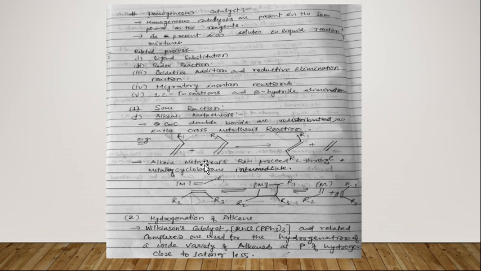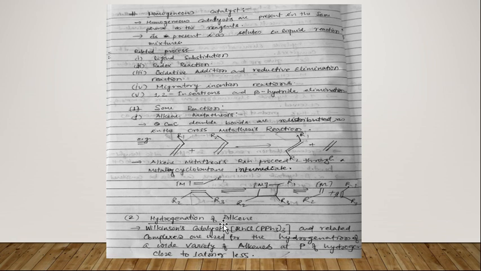Some reactions are alkane metathesis and hydrogenation. In alkene metathesis, if two alkenes are added, one alkene is removed and a trans alkene is formed. So alkene metathesis proceeds through the metallacyclobutane intermediate. Okay, this is the cyclobutane intermediate. This is very important in hydrogenation of alkenes.